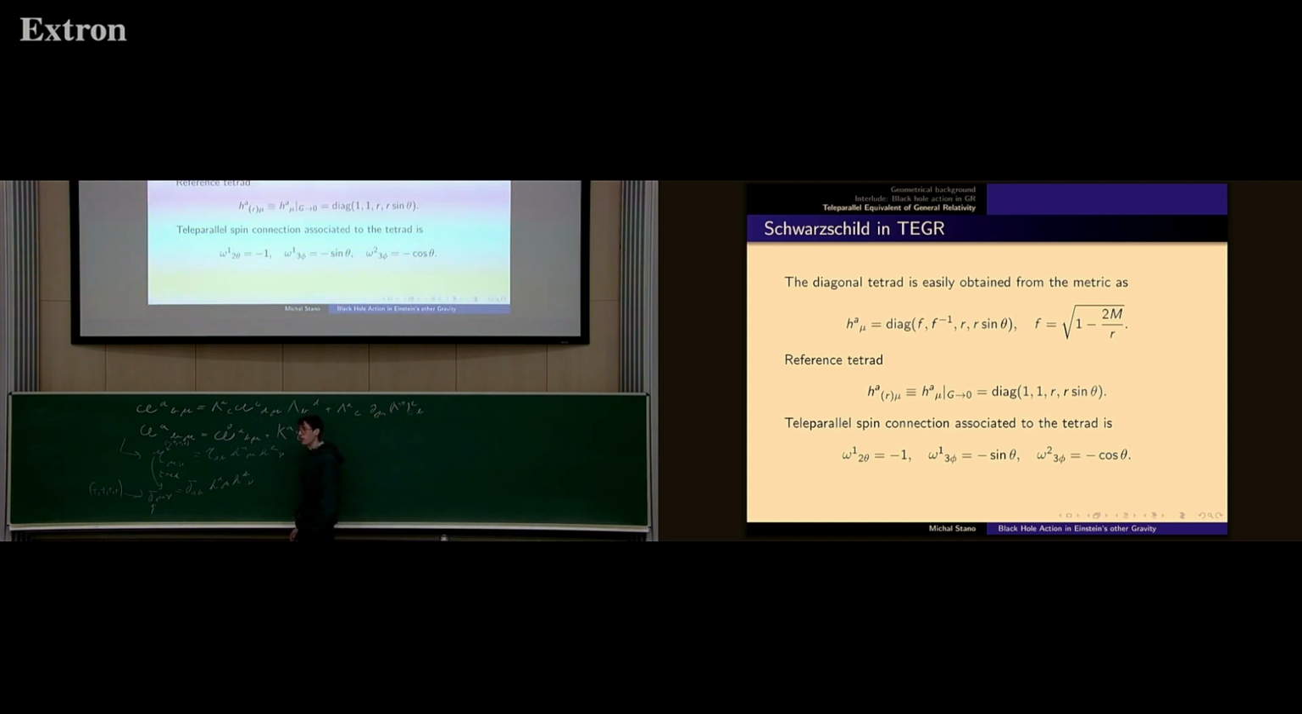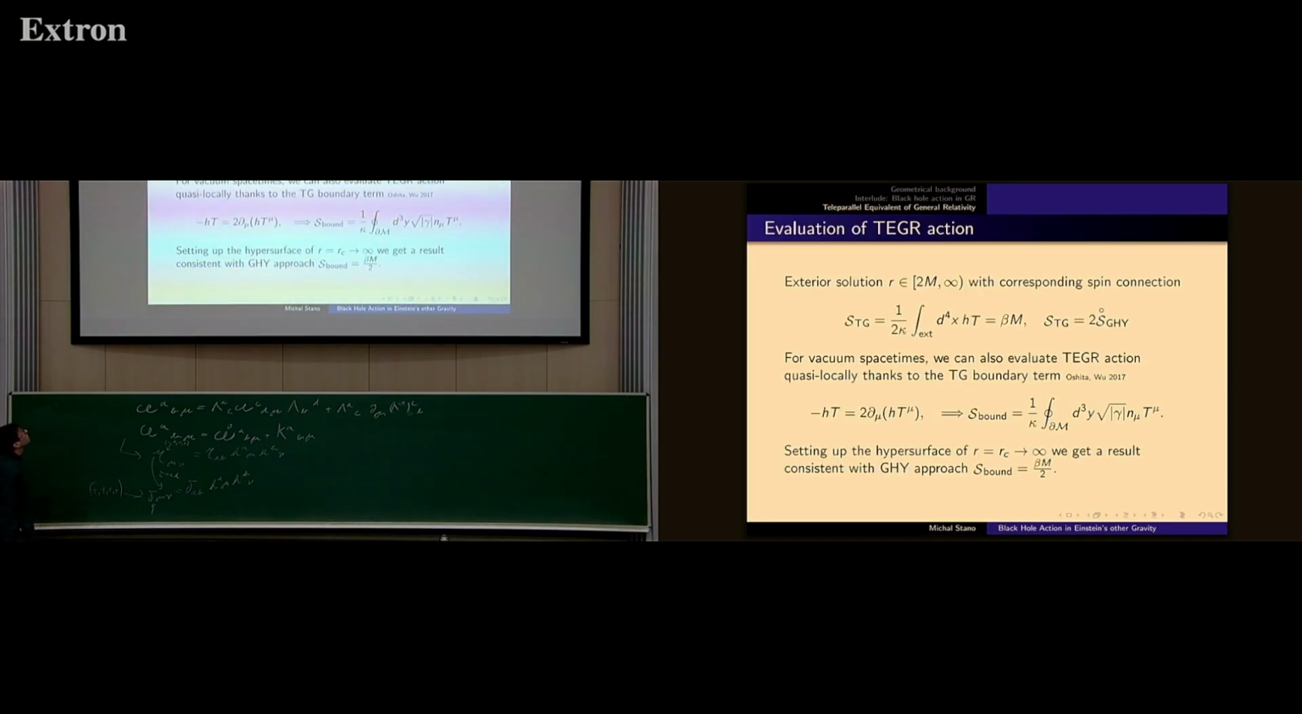From the knowledge of this reference frame, we can then go on and evaluate the non-trivial components of the spin connection, and utilizing all of these things, we are now able to evaluate the action itself. So in the case of the teleparallel bulk action, which is given in terms of the torsion scalar, we obtain the value for the black hole action to be beta m. Therefore, we arrive at the first ambiguity within this teleparallel approach, and that is the bulk teleparallel action leads to twice the value obtained by the Gibbons-Hawking method.